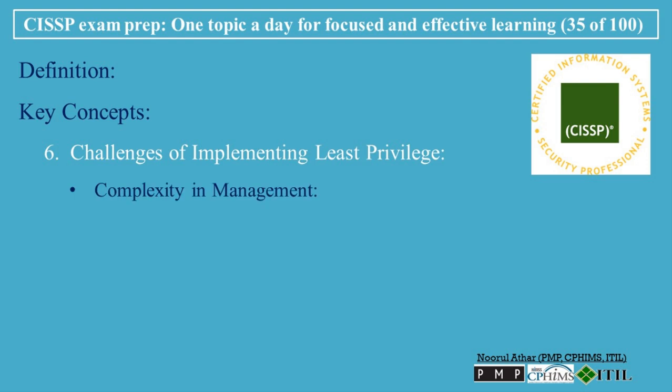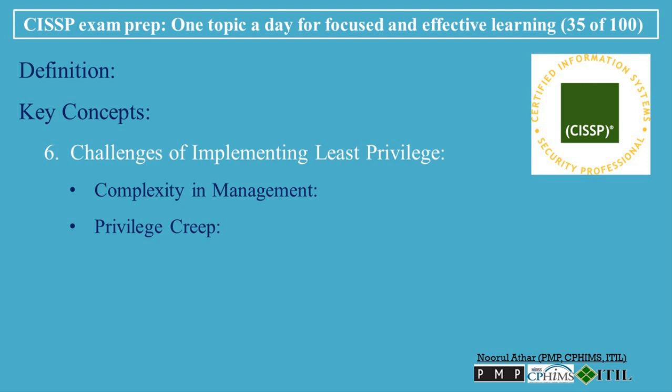Complexity in management. Implementing and maintaining least privilege can be complex, especially in large organizations with diverse roles and systems. Defining appropriate access levels for each role, continuously updating access based on changing roles, and managing temporary access can be time-consuming. Privilege creep. Over time, users may accumulate additional privileges as they change roles or work on different projects, leading to an expanded attack surface.